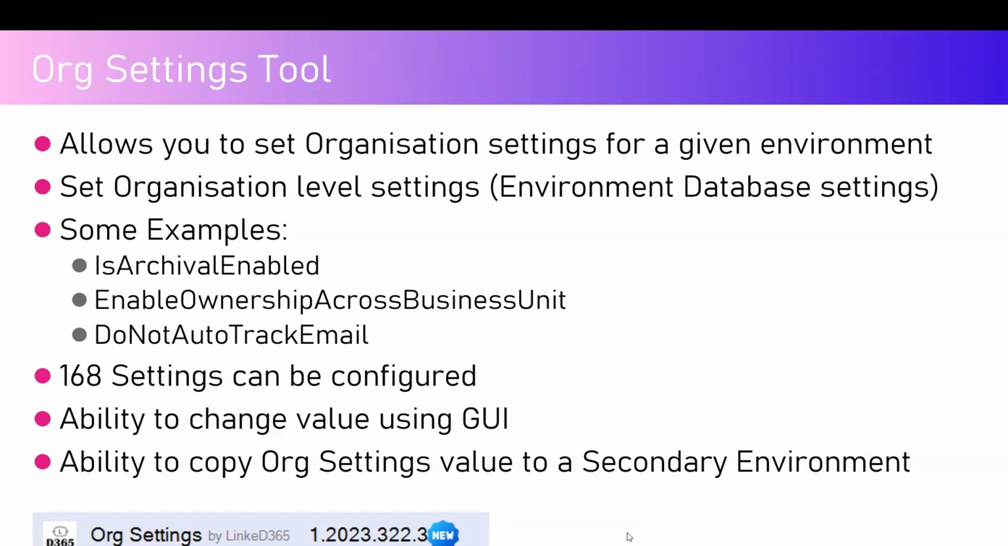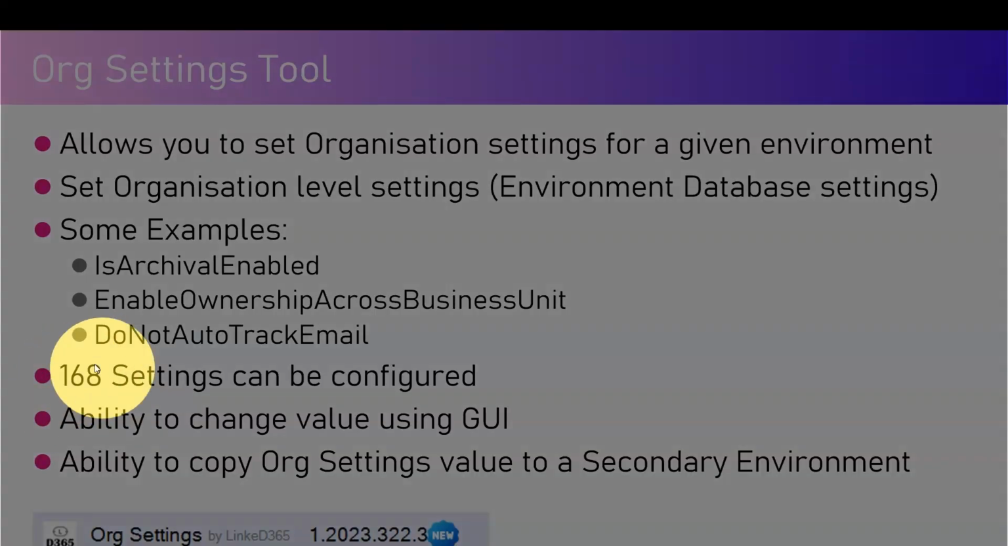Now, what are these settings? These are basically organizational level settings, or what we call environment database settings. Some of the examples would be archival enabled. If you want to set up archiving, yes, you can do it through the UI, but there are some settings which you cannot do through the UI. So all those settings will be available as a part of the OrgSettings tool. There are some examples like enable ownership across business unit, do not auto track email, and there are 168 settings which you can configure using this tool.